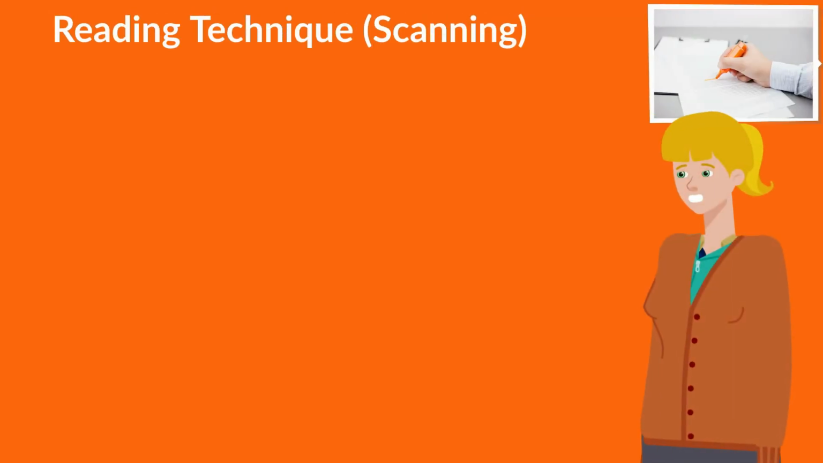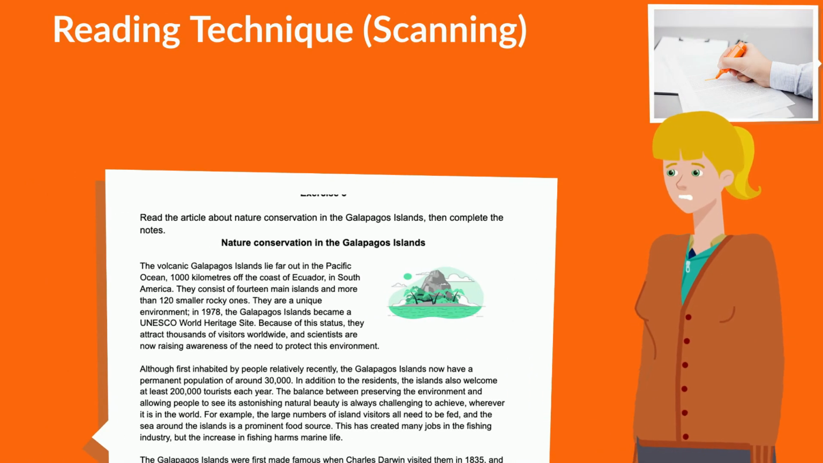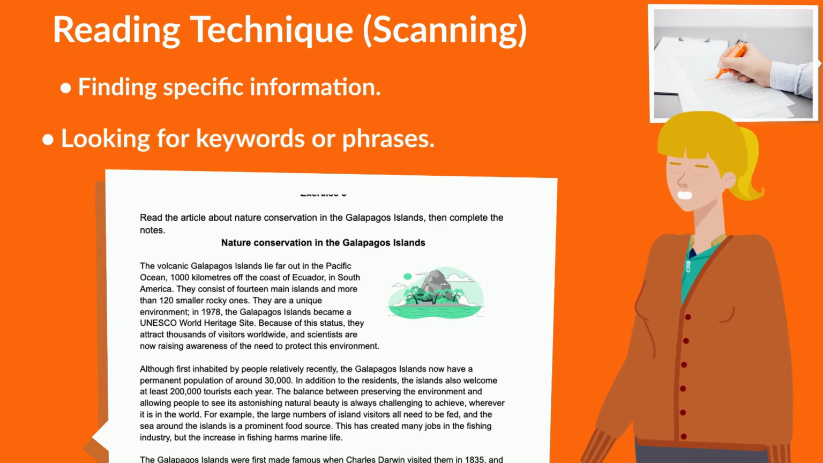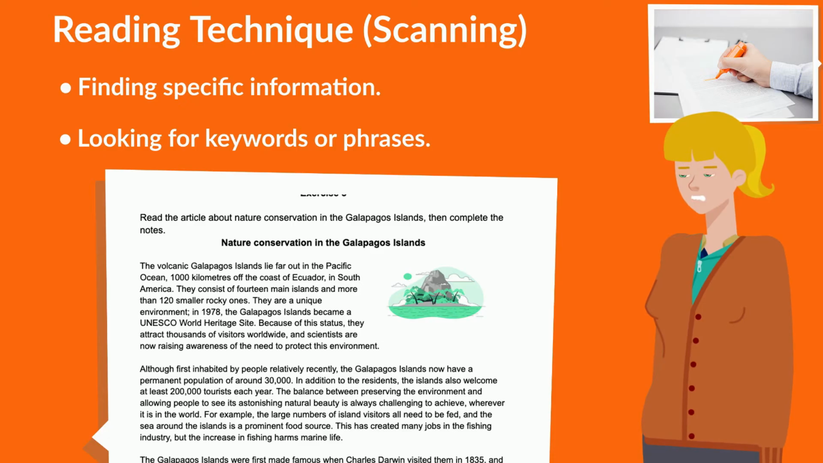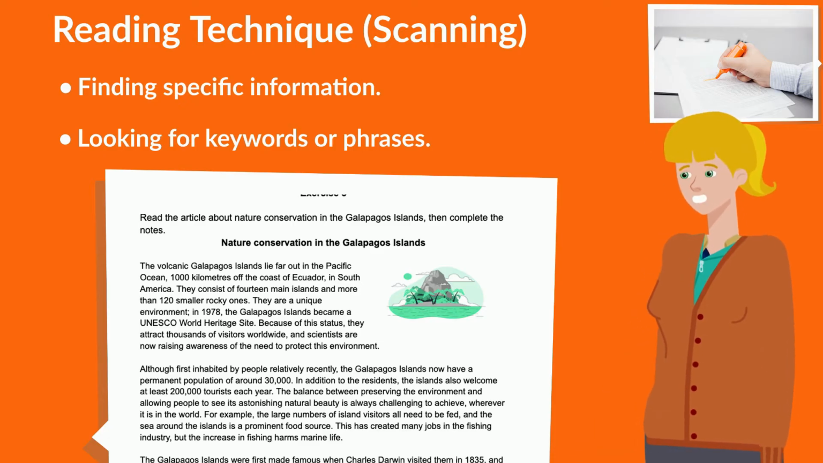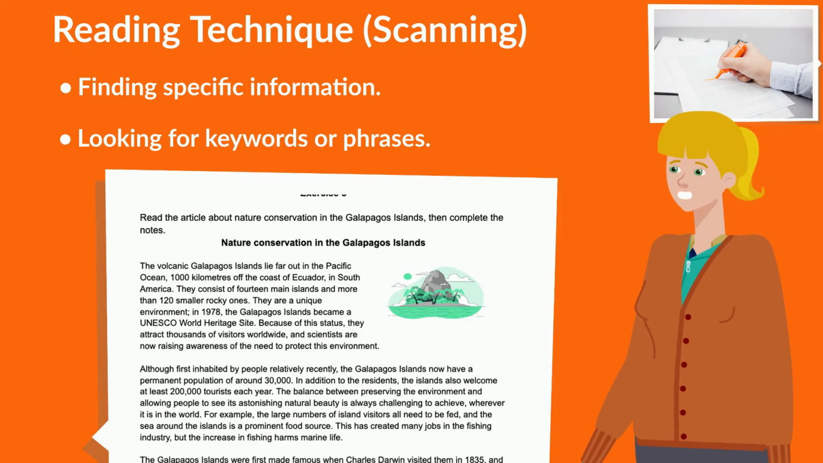The second reading technique is scanning. This involves finding specific information quickly. You can scan by looking for keywords or phrases instead of reading everything. This skill is useful for finding answers in exams, understanding a text's main idea, or searching for details in articles such as this one.